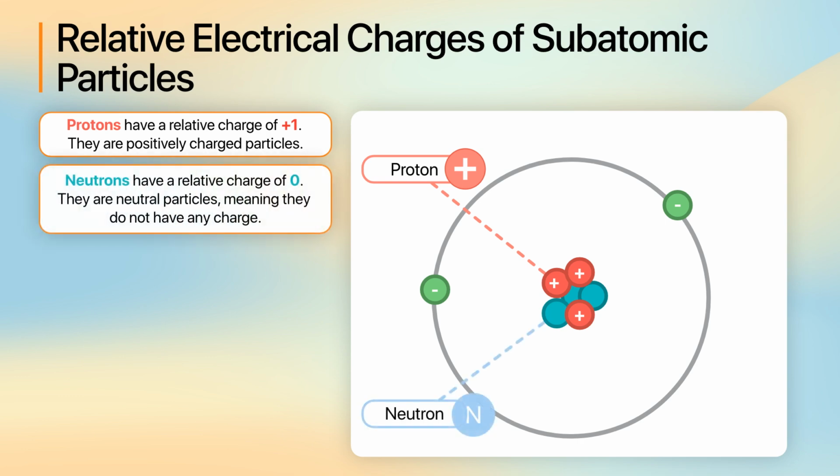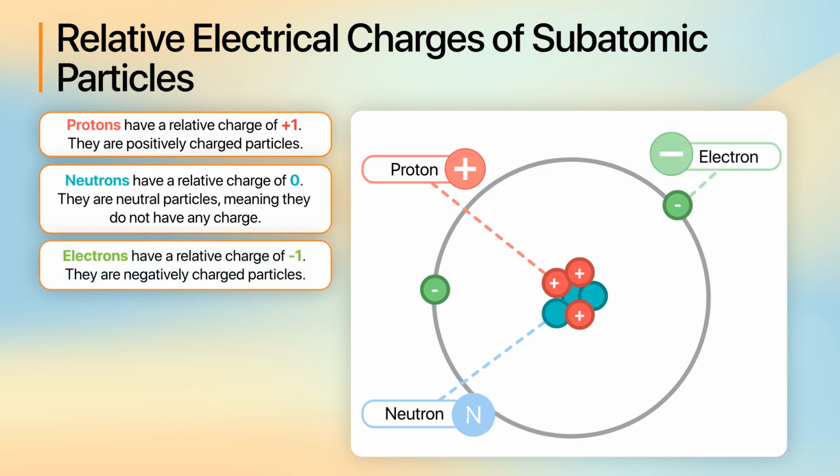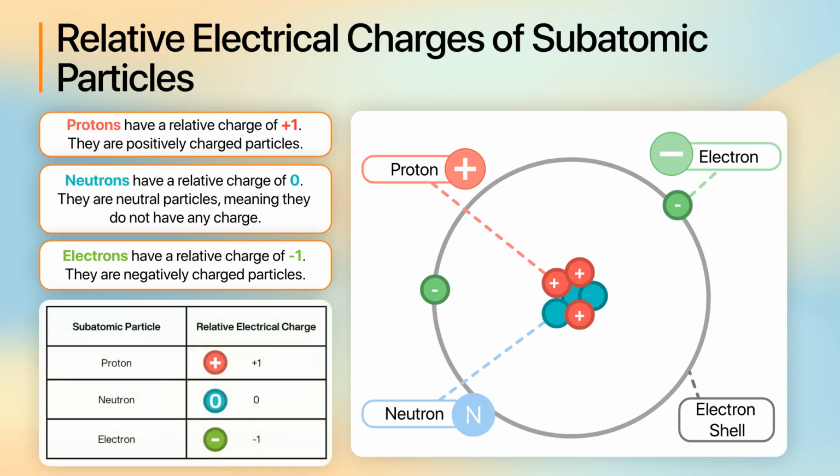Neutrons have a relative charge of 0. They are neutral particles, meaning they do not have any charge, and they are also found in the nucleus alongside protons. Electrons have a relative charge of -1. They are negatively charged particles and orbit the nucleus in regions called electron shells or energy levels. Here's a table summarizing these relative charges.